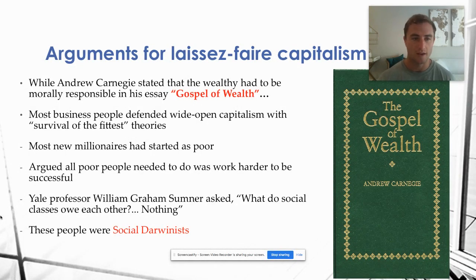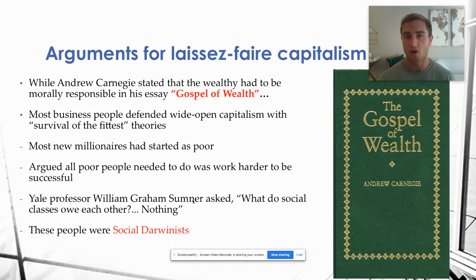So when you look at it, most business people are going to defend this type of capitalism as survival of the fittest, right? And when a Yale professor, William Graham Sumner, is asked about this, he says, what do the social classes owe each other? Nothing. And what he's saying there is millionaires don't owe their workers, who make practically nothing, anything, because those workers could have or still could go out and make a bunch of money themselves.